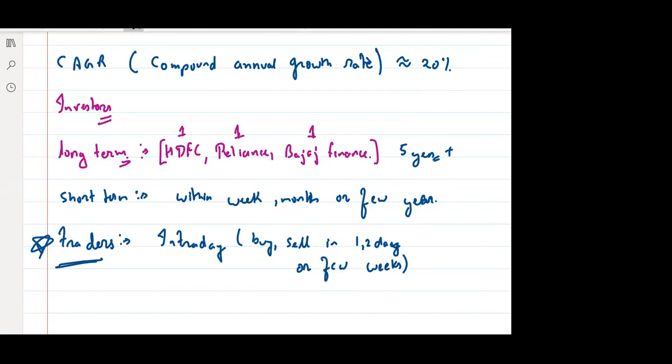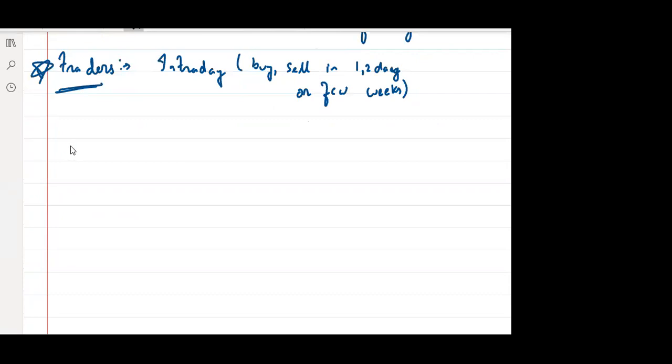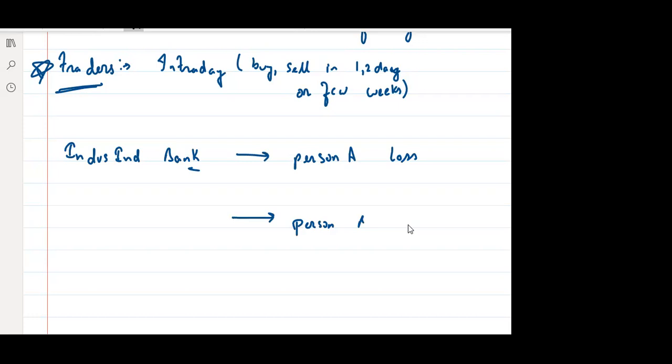But in the stock market, for the same share, I'll give you an example of IndusInd Bank. Person A can make a loss as well as person B can make a profit. Means the same company can give profit or the same company can give loss.